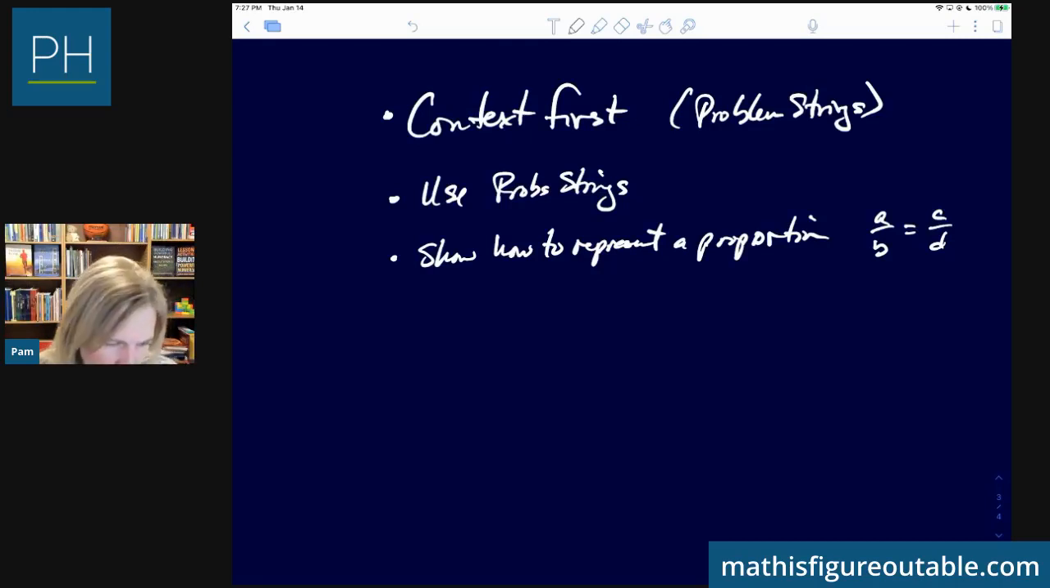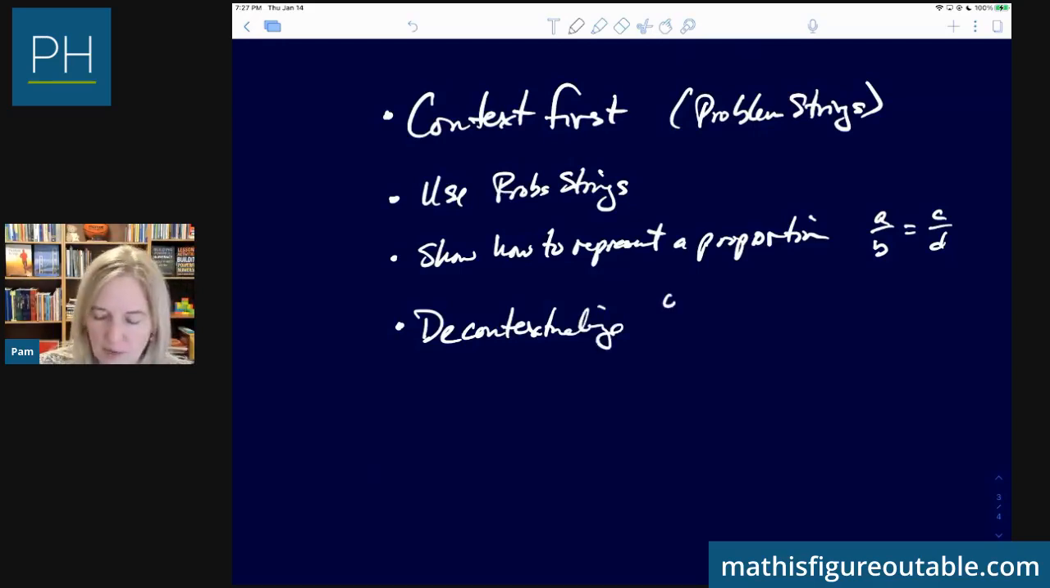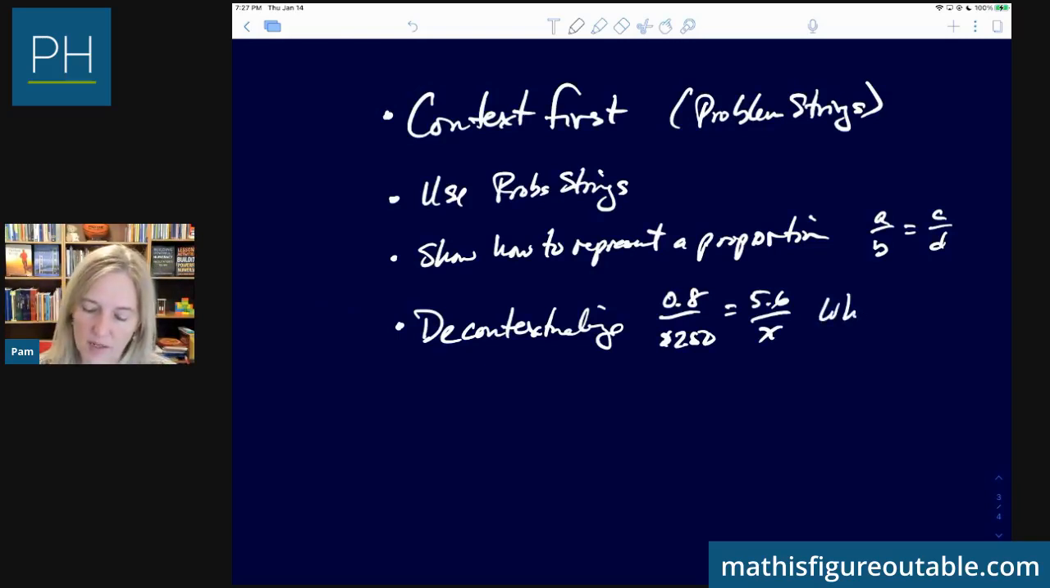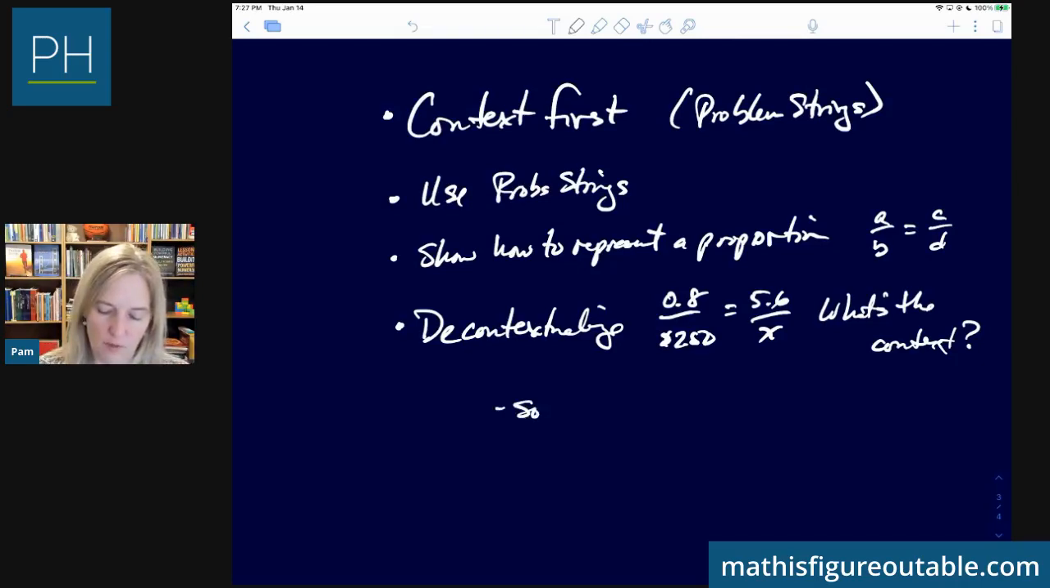Then come in. Let me just make sure I'm looking at my notes. I can't even read my notes, you guys. What did I say? Oh, yeah. This is the decontextualize step. Then I give students something crazy like 0.8 to 250, and 5.6 to X. Then give them the naked one and say, what's the context? Have them provide a possible context. They're making sense of what that proportion means, and then go ahead and let them solve those crazy problems.